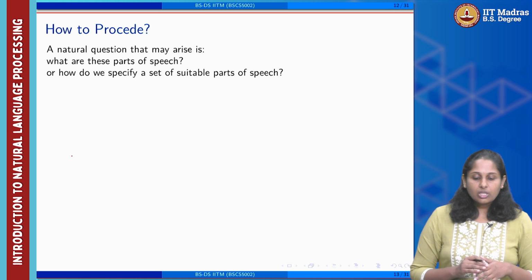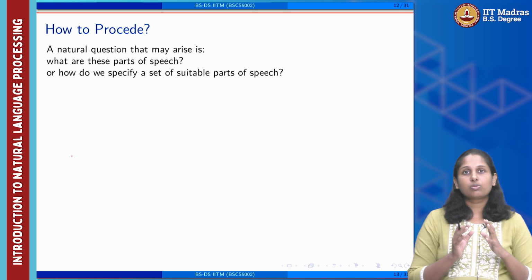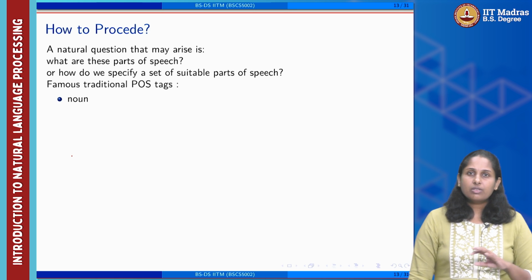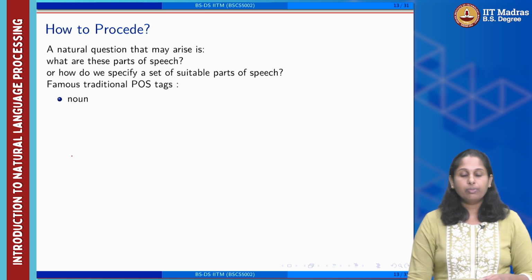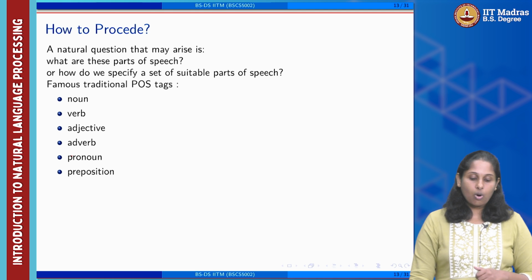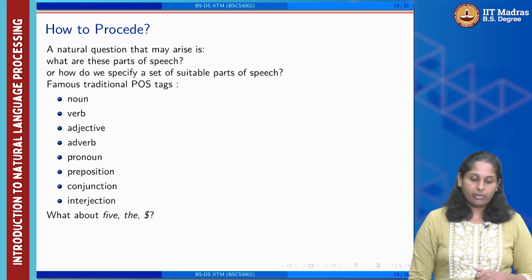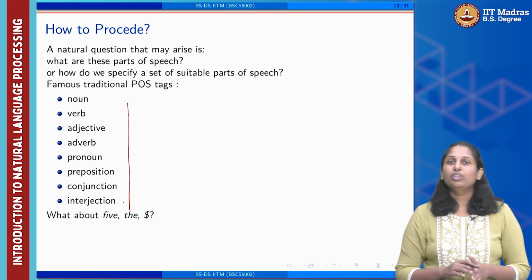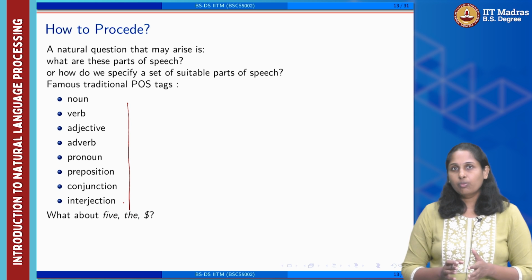So, the natural question is, what are these parts of speech? How do we specify a set of suitable parts of speech in a language? Now, famous traditional POS categories that we might have studied in schools or grammar books are nouns, verbs, adjectives, adverbs, pronouns, prepositions, conjunctions, interjections, right? Okay, cool. Now, all these 8 categories, are they enough or do we need more? So, the question is, do we need more or not?